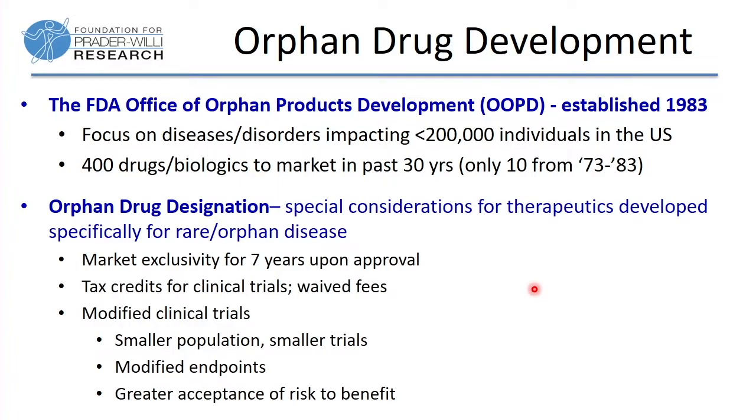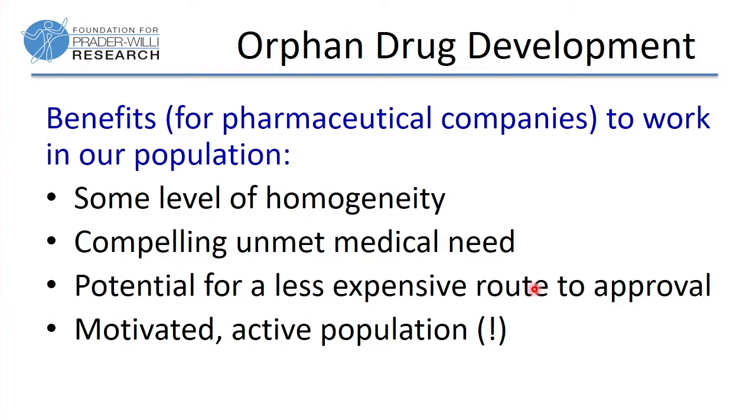And rare diseases are defined as a disease that impacts less than 200,000 people in the US. That's the FDA's definition. PWS, we estimate there's about 20,000 individuals. So we're within the orphan drug designation.